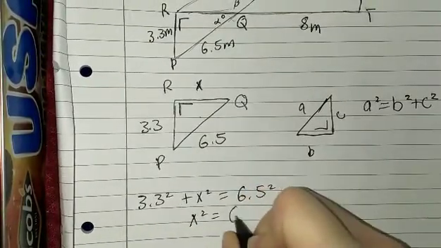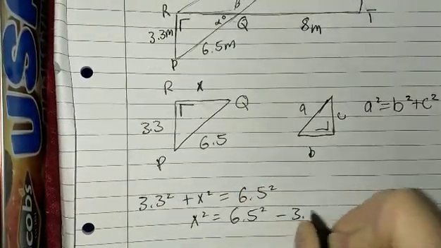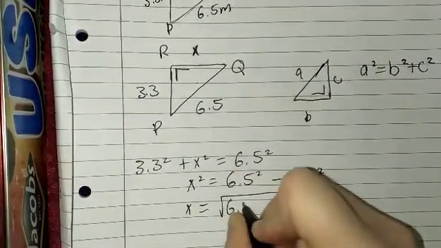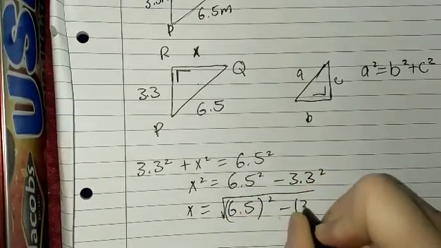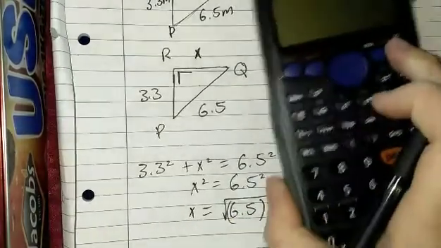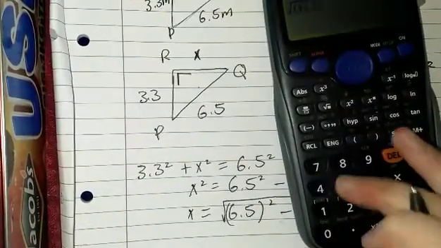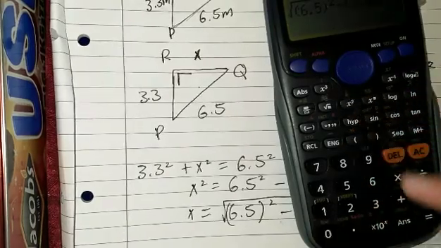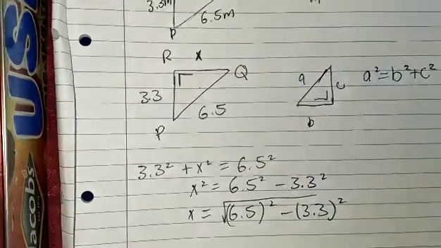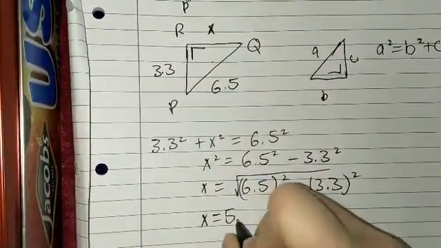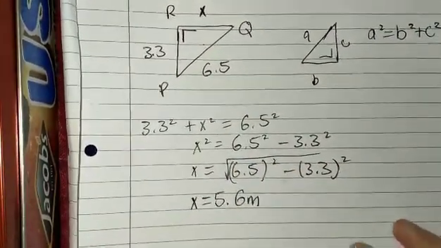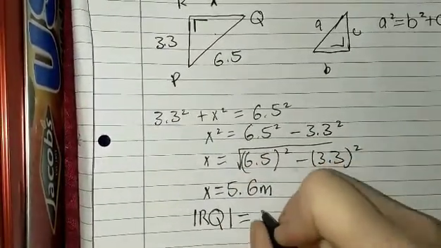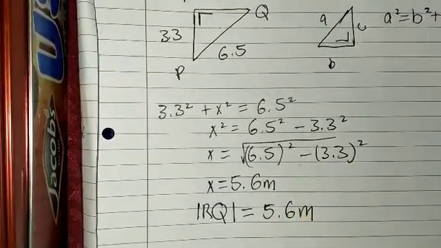So x squared is equal to 6.5 squared minus 3.3 squared. So x is going to be equal to the square root of 6.5 squared minus 3.3 squared. So then 6.5 squared minus 3.3 squared, and I get that x is equal to 5.6, and they're dealing in meters, and they asked me for RQ, so I let RQ equal x, so RQ is 5.6 meters.